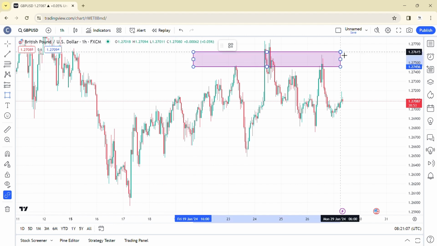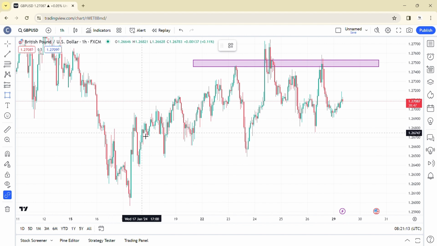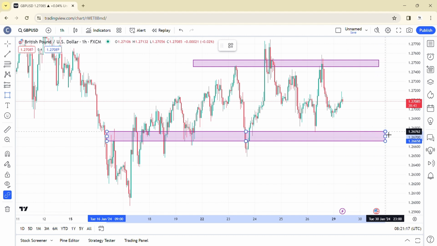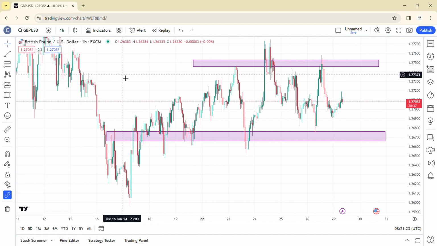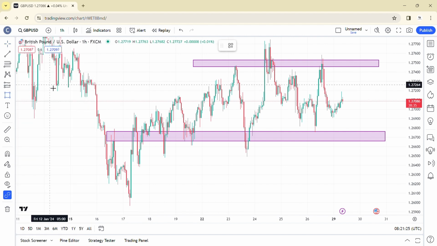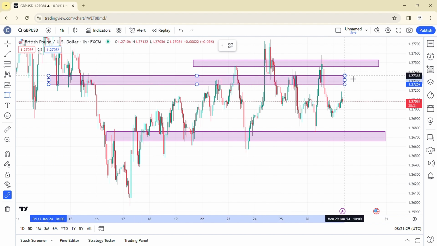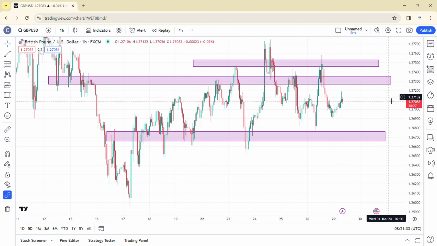You can see we have a resistance zone over here. We have a support zone over here. And we have an inside resistance level over here. Okay, so let me show you guys the break and retest I was talking about.